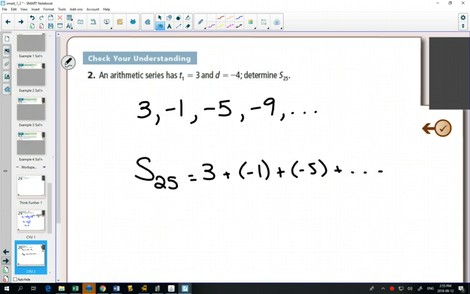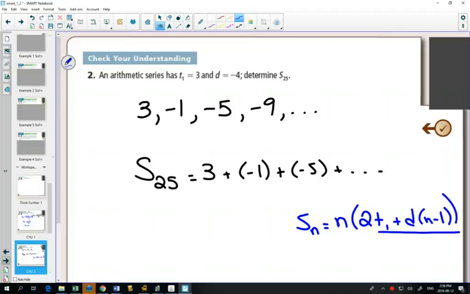In this case, we don't know what the 25th term looks like. We could figure it out if we really wanted to, using what we learned in section 1.1. But because we have this formula, we can figure out the sum of 25 just using that and not having to find that 25th term.